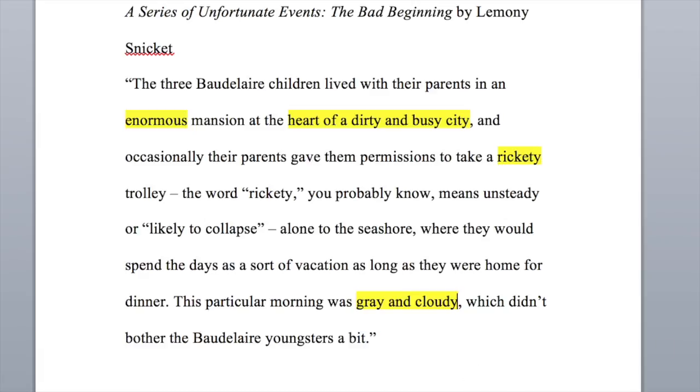Because Lemony Snicket uses such descriptive language, we can really imagine the scene. If he had said the children lived in a big house in a town and they took a train to the beach, that's not nearly as interesting as this passage that actually makes the movie in our heads that we talked about in the beginning of this video.